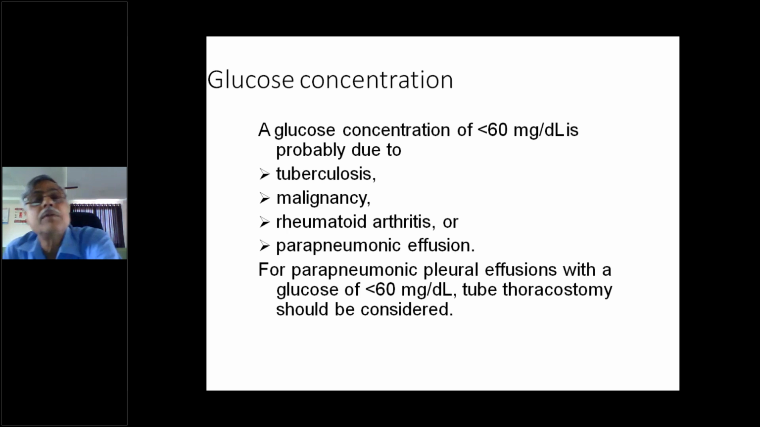You must always know about the glucose because this is very, very important. It is very important to know whether it's a case of parapneumonic effusion or other than tuberculosis. So what you find here is glucose concentration less than 60. Of course, it is probably due to tuberculosis, malignancy, rheumatoid arthritis, and parapneumonic effusion.